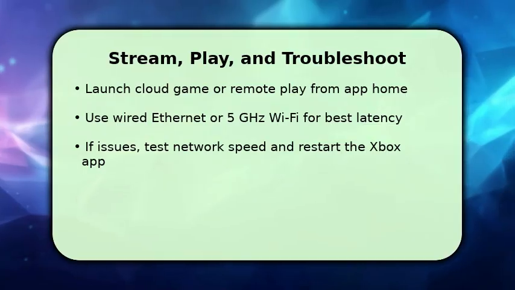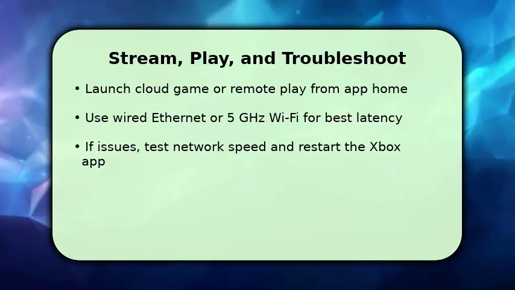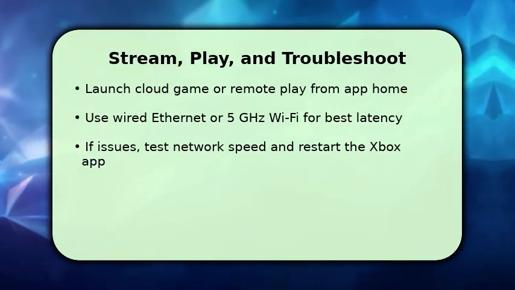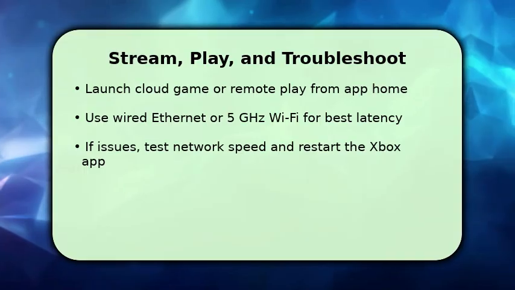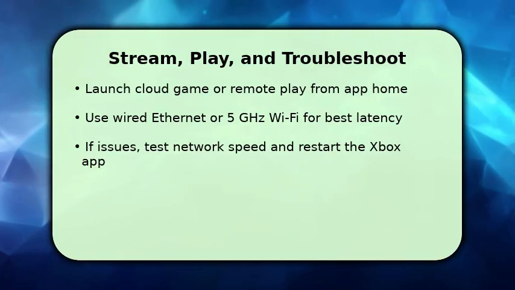Pick a cloud-enabled title or use remote play from the app home and press play. For smooth input and video, use wired Ethernet or a 5 GHz Wi-Fi band. This reduces latency and packet loss. Adjust stream quality in settings if bandwidth fluctuates.